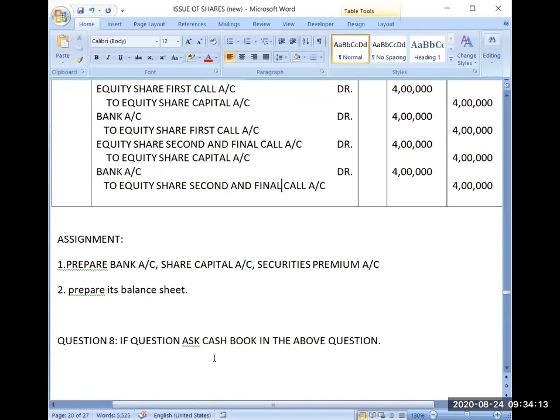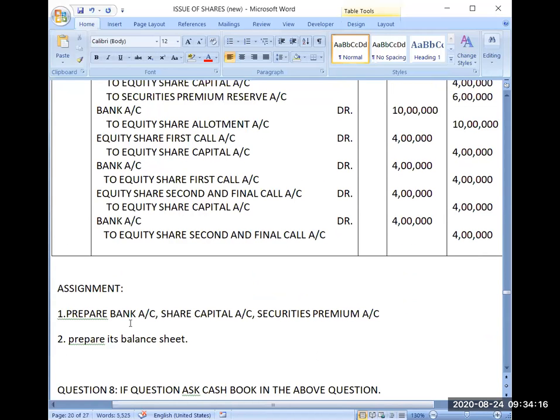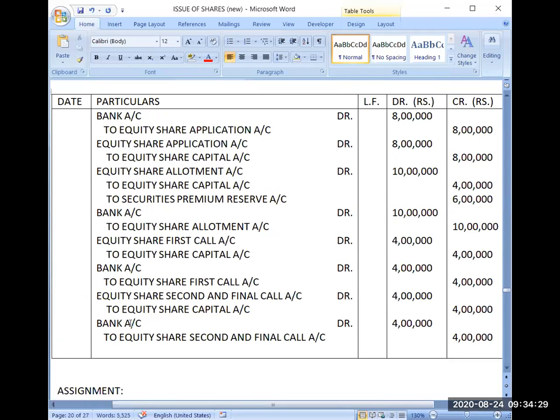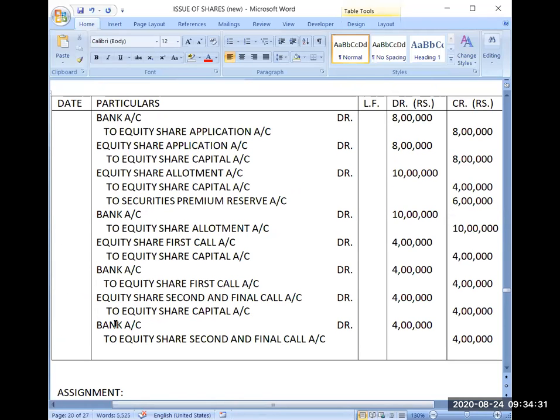Your assignment will be, today you will prepare its bank account. You have to prepare its share capital account. You have to prepare the securities premium account and try to prepare its balance sheet. Now, one thing which I want to summarize here: see where is share capital account and just add the amounts of share capital and tell me the total amount. And listen to the question carefully. I am just asking the total of share capital. Just add the share capitals in these 4 entries.